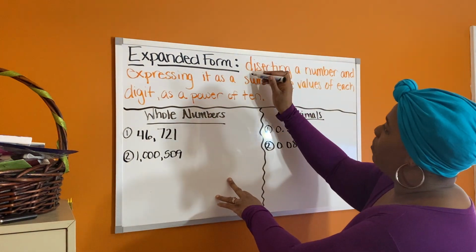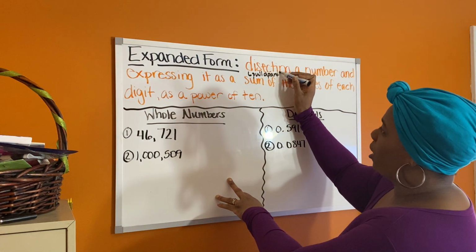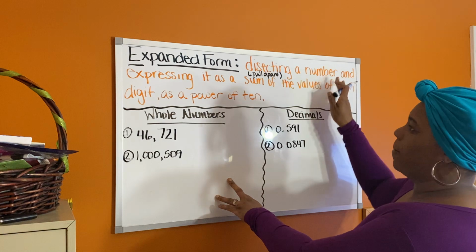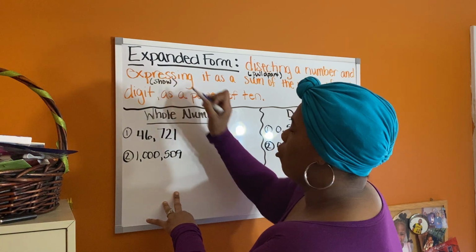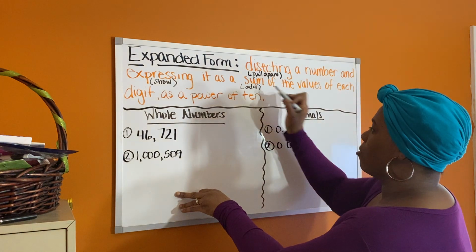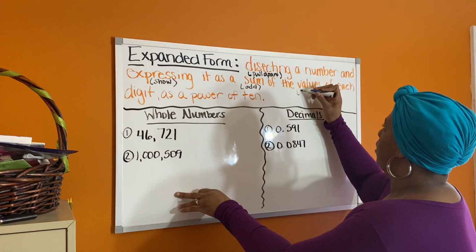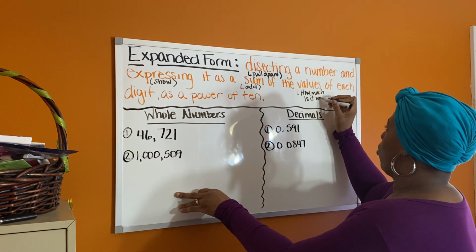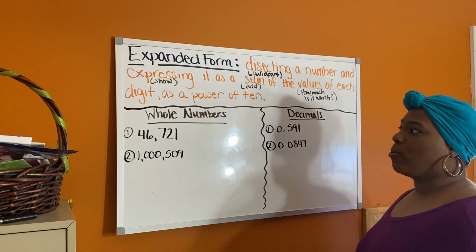Dissecting would be pull apart. So we're pulling apart, or breaking apart, the number. And expressing means you're going to show it as a sum. We know the sum means to add. As a sum of the values, value meaning how much it is worth, of each digit, and it's as a power of 10.